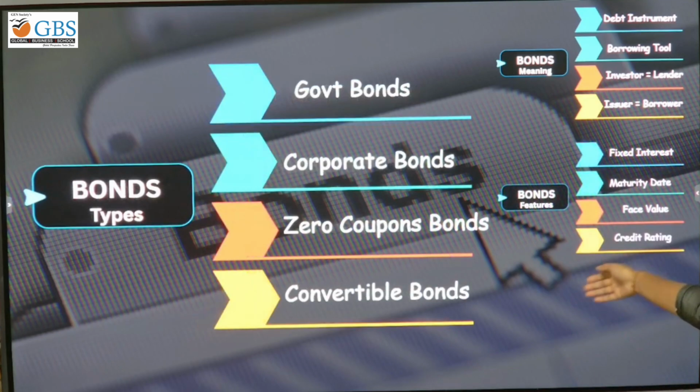Let's understand the different types of bonds. The first one is government bonds: bonds issued by the government to the public. Corporate bonds are bonds issued by a corporate or a company to the public. Zero coupon bonds have no fixed regular interest, and are issued at a discount price and redeemed at face value at maturity. And convertible bonds are bonds which can be easily converted into shares.